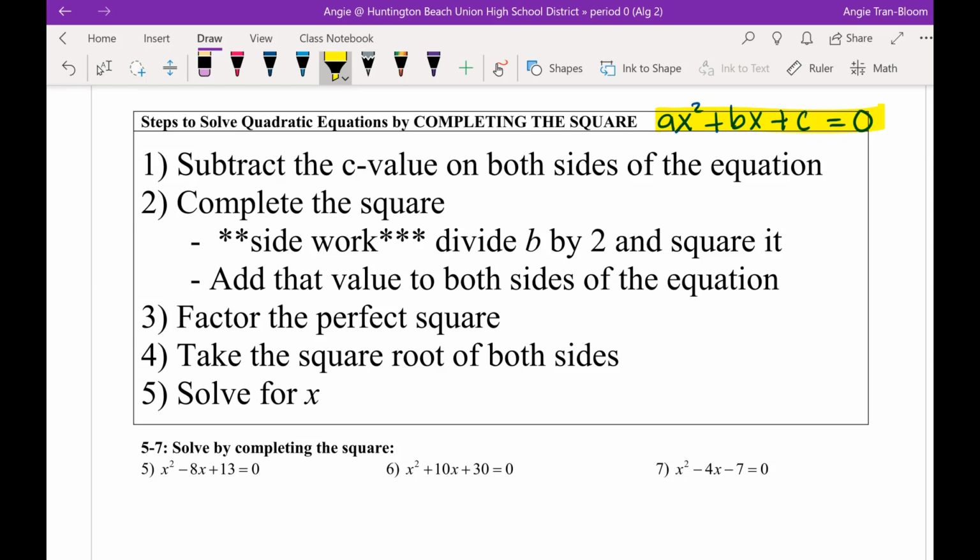Right, so subtract the c value. So it's no longer equaling to 0, it should equal to c. Can you read, Nico L., number 2, please? Complete the square. Okay, so complete the square. This is how you complete the square.